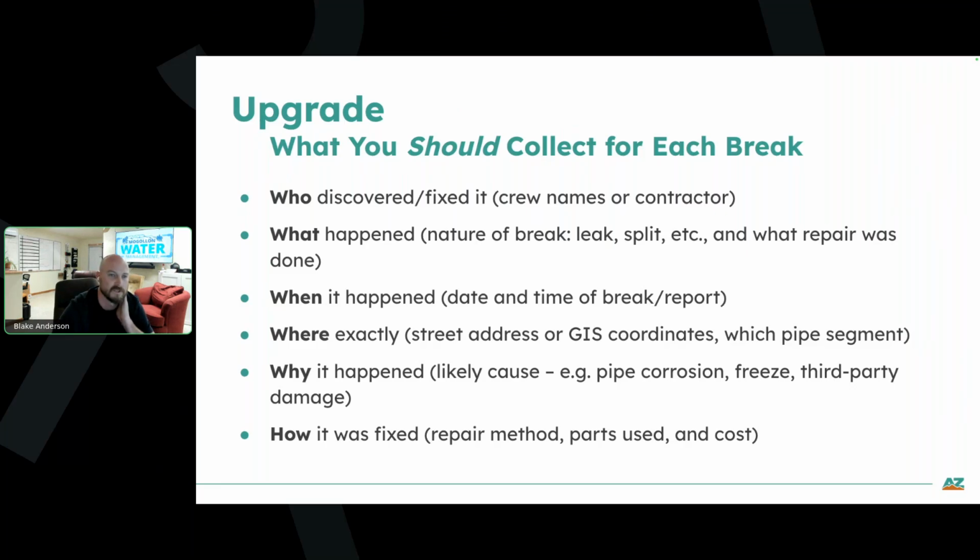When it occurred, the date and the time, because those things can be relevant. If you have seasonal changes in pressure fluctuation, you can start to point to, hey, we're having more breaks in this section in the winter months. Maybe there's something that we can do operationally to not have so much water hammer. And then you're also going to want to know where it happened. And so an address is great. A marked point on a map with a GPS is even better.